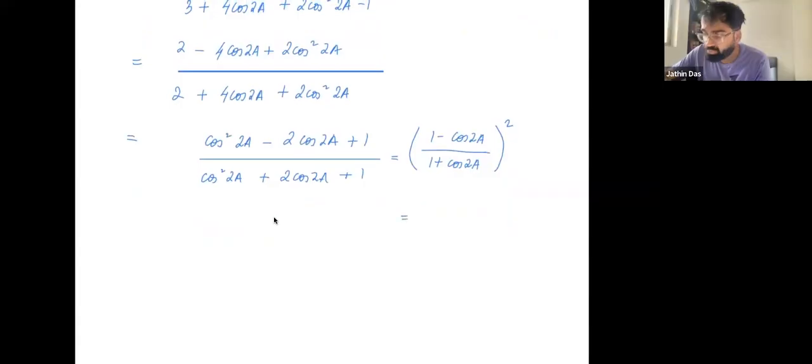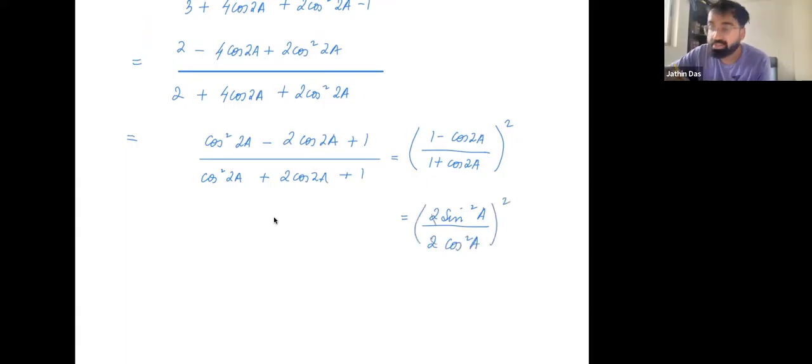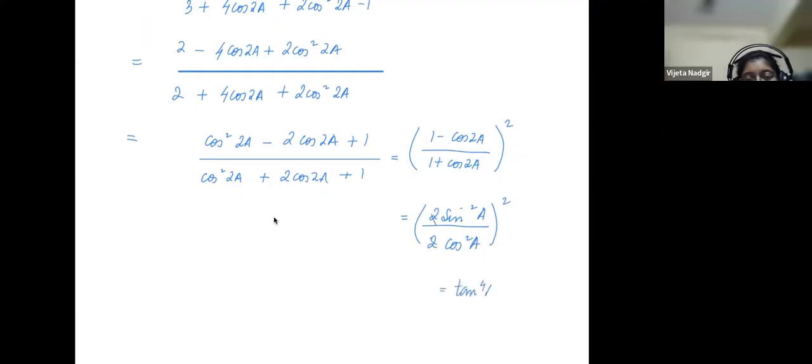Okay. So on top what will happen? 1 minus cos 2a, you know, is 2 sine square a. Here 2 cos square a. Again the square. 2 cancels. Tan square a, whole square. Okay. That's it.